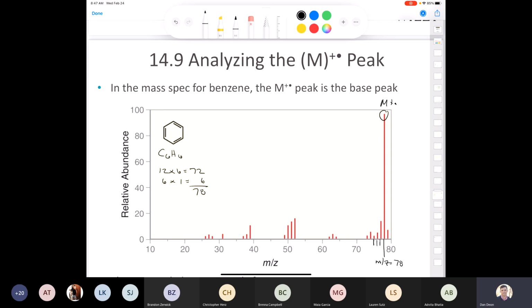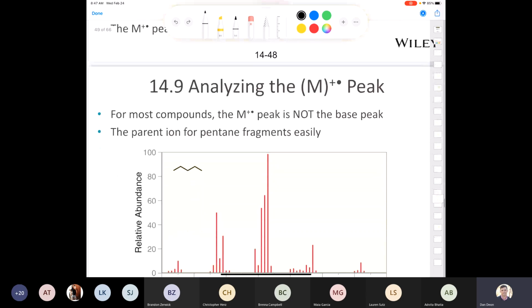What else do you notice about this spectrum? The thing that I notice is that there aren't a whole heck of a lot of fragments, are there? There's not much in there. And the reason why is because benzene is quite a stable molecule. In this spectrum, our parent ion, or our molecular ion, is actually the base peak. It has the abundance of 100%. It's the tallest one in here. But what you're going to see is that not every mass spectrum has a molecular ion or a parent ion that is actually the base peak.